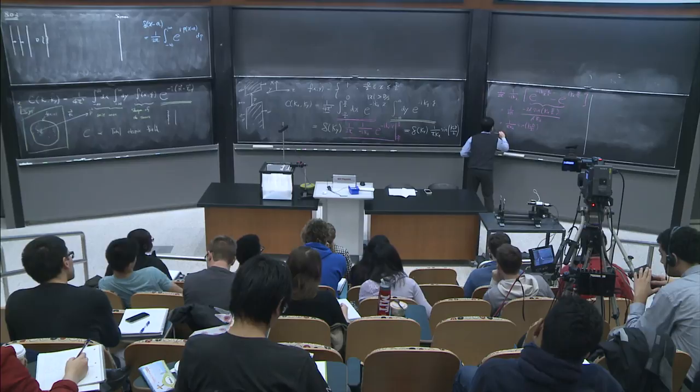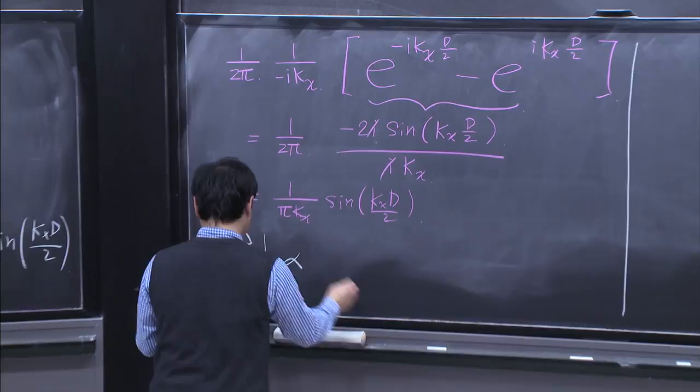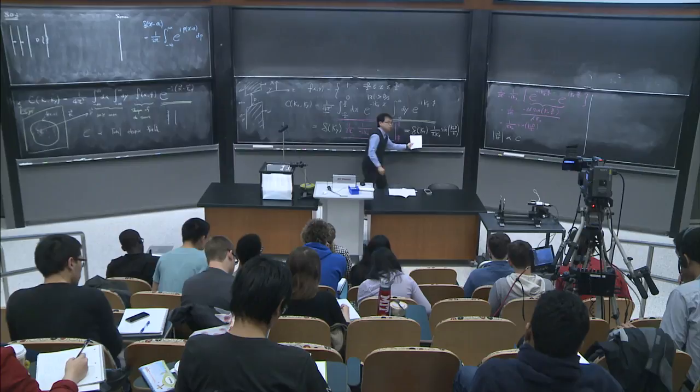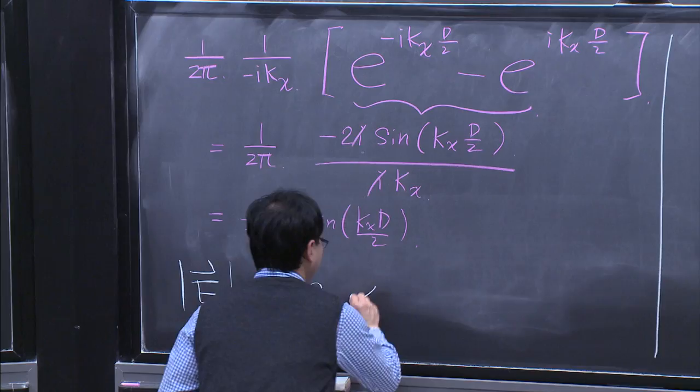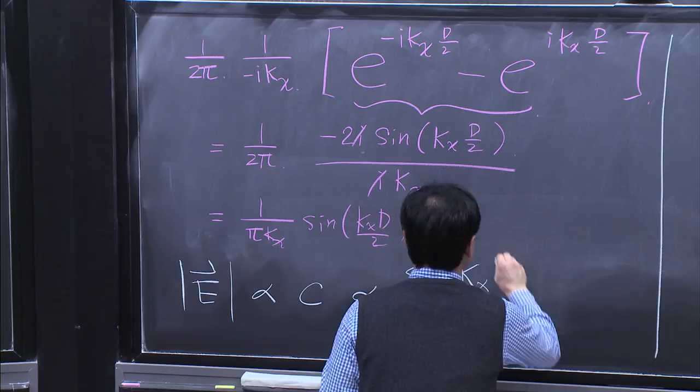But before that, I would like to say that the electric field, as I mentioned before, is going to be proportional to the c function. And now I would like to drop the y direction because it's just a delta function. Therefore, I can drop it in the discussion. So this electric field is going to be proportional to sine(kx d/2) divided by kx.